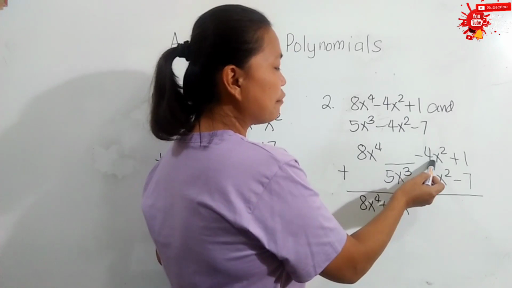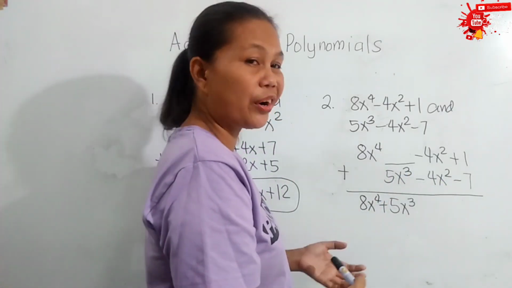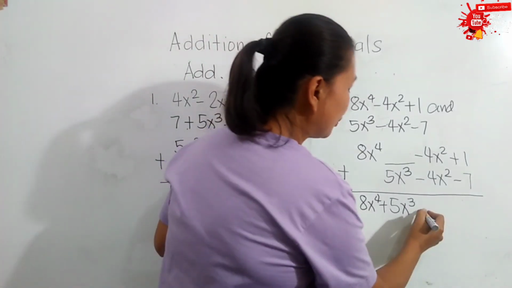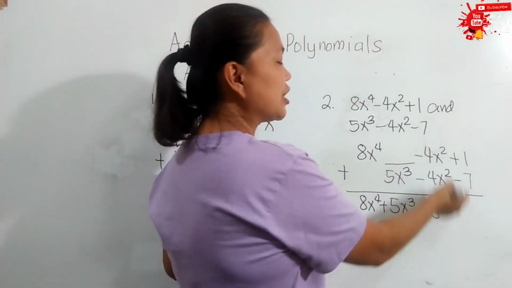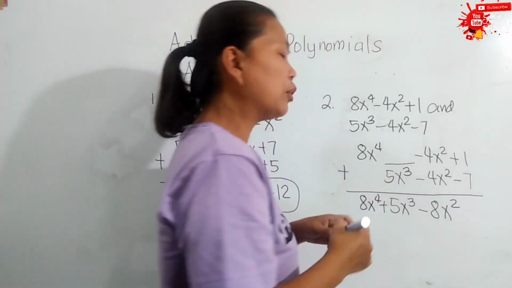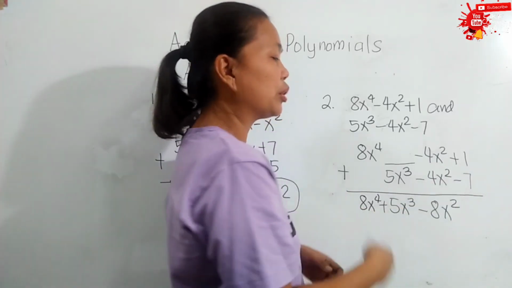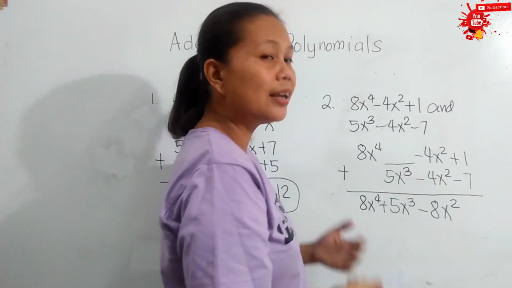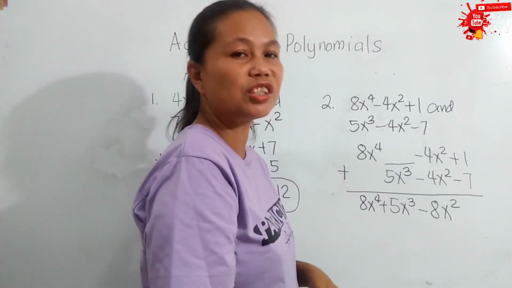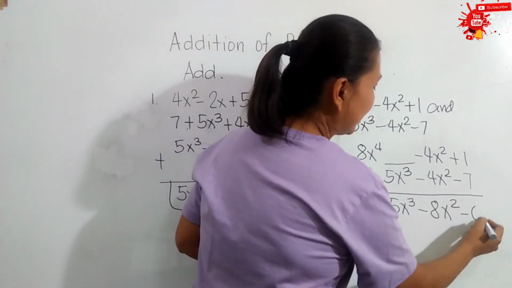Then we have negative 4 plus negative 4. If they have a common sign, we add their absolute values, 4 plus 4, which is 8, then copy the common sign. So, negative 8. Then we just copy the literal coefficient, which is x squared. Then what is positive 1 plus negative 7? They have different signs, so we subtract. 7 minus 1 is 6. Then we follow the sign of negative 7 because negative 7 has the greater absolute value. So the answer is negative 6.